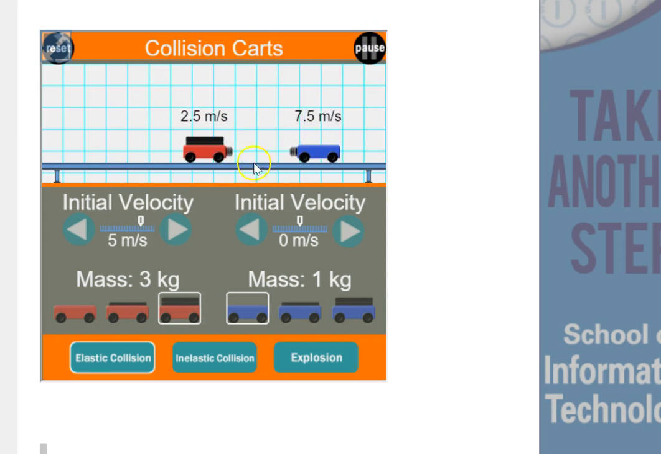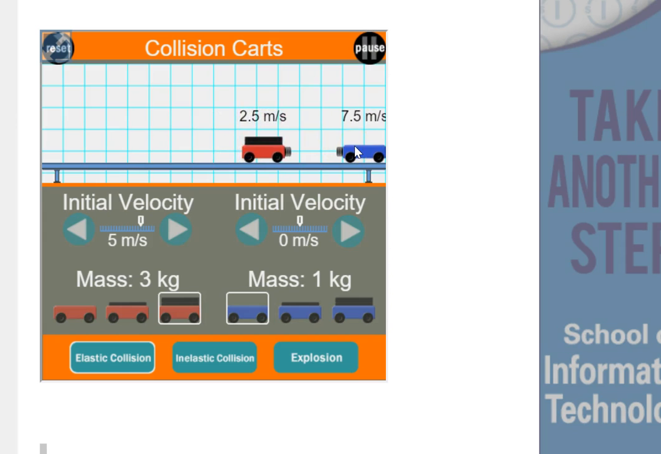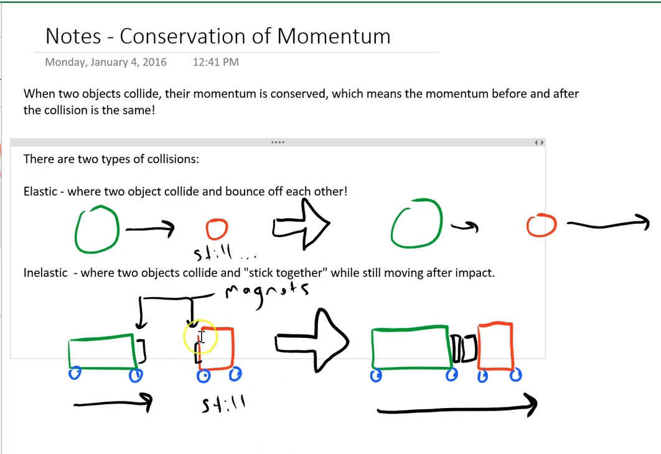Okay, and see how it bounced right there? That's what tells us it's an elastic collision, because we saw that bounce. Let's see that again. So they collide, and because they bounced off each other, that's what tells us it's an elastic collision. Now, inelastic collisions, that's where upon impact they stick together.